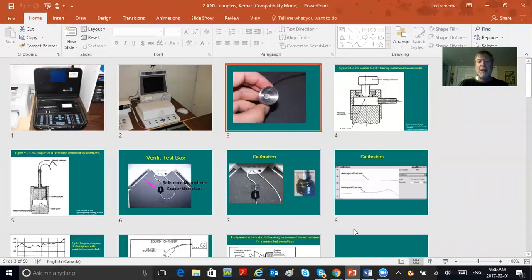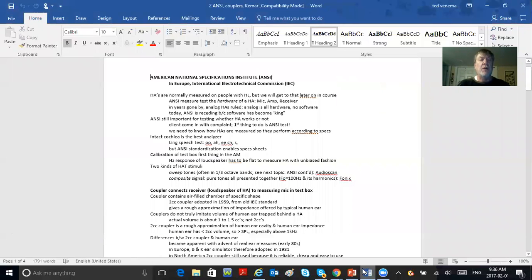I'm going to go to my notes here to make sure that we're all looking at this. Let's read this together. Hearing aids are normally measured on people with hearing loss, but we'll get to that later on in the course. That's real ear. ANSI measures test the hardware of a hearing aid: the mic, the amp, and the receiver.